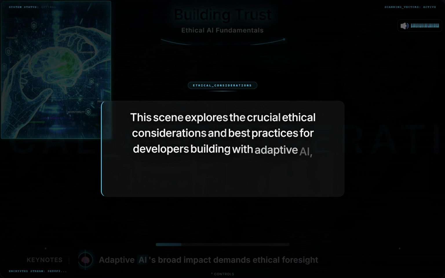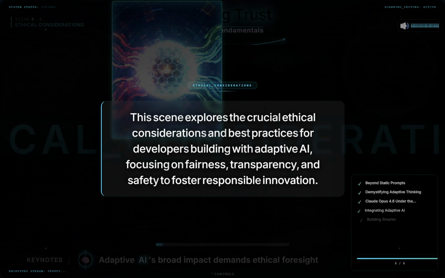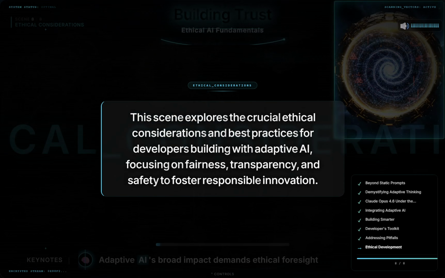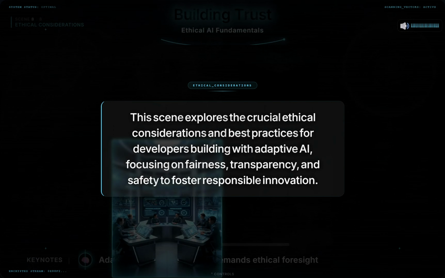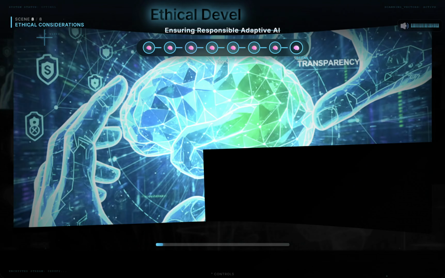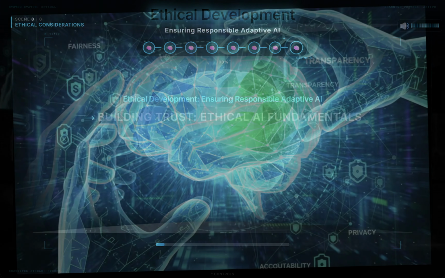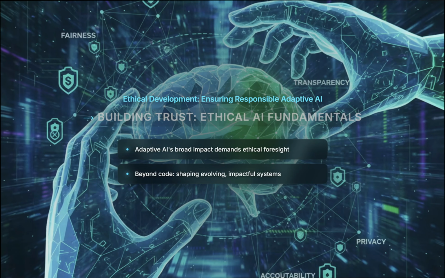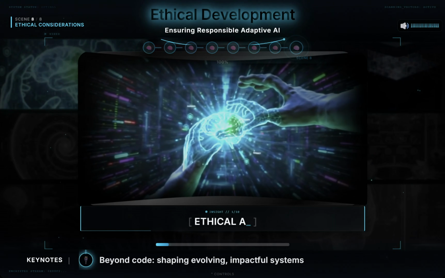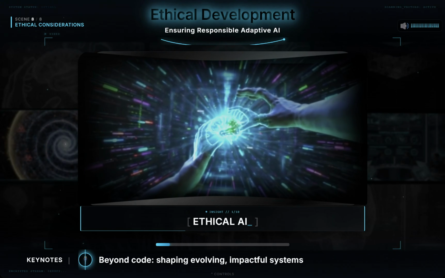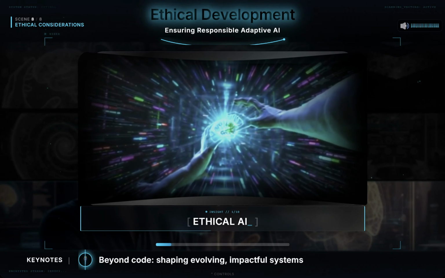As developers, the power of adaptive AI, like Claude Opus 4.6, comes with significant responsibility. We're not just writing code, we're shaping systems that learn, evolve, and profoundly impact users. This final, critical step in our journey together is about understanding the ethical considerations that must guide every adaptive AI project. First, let's talk about fairness and bias.